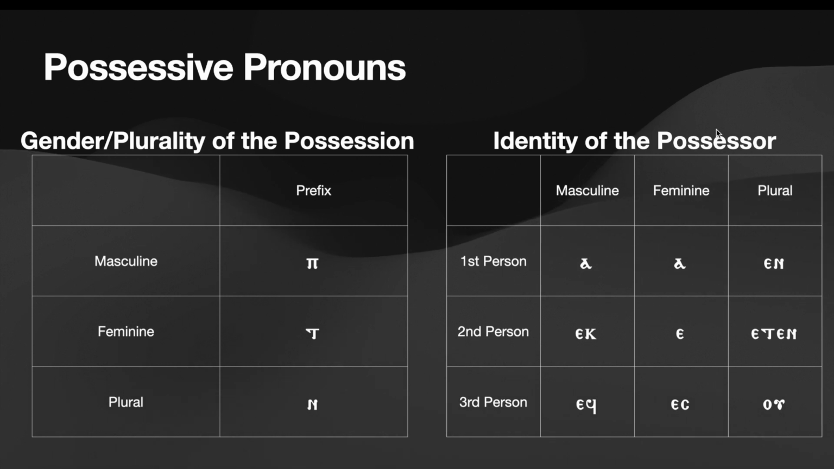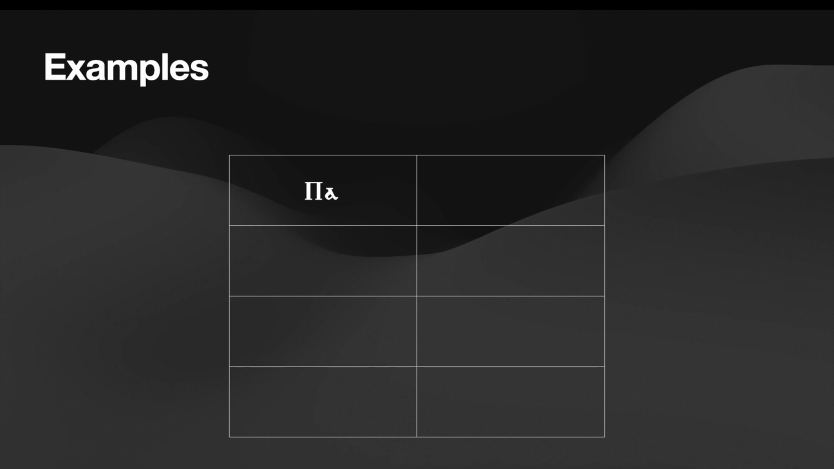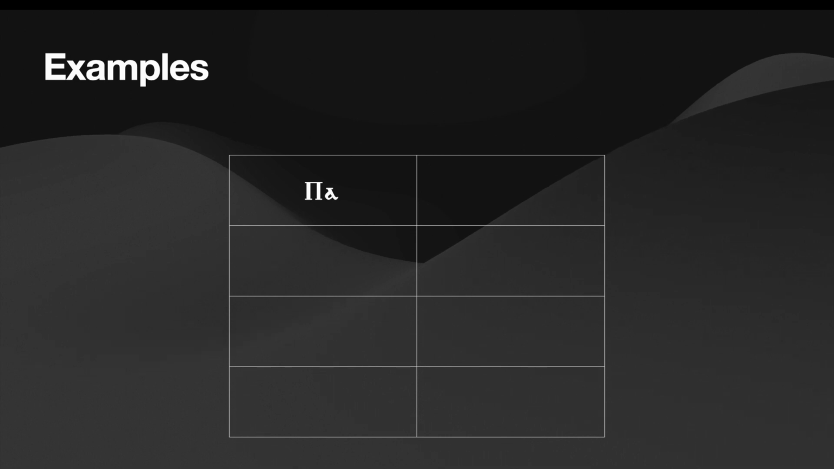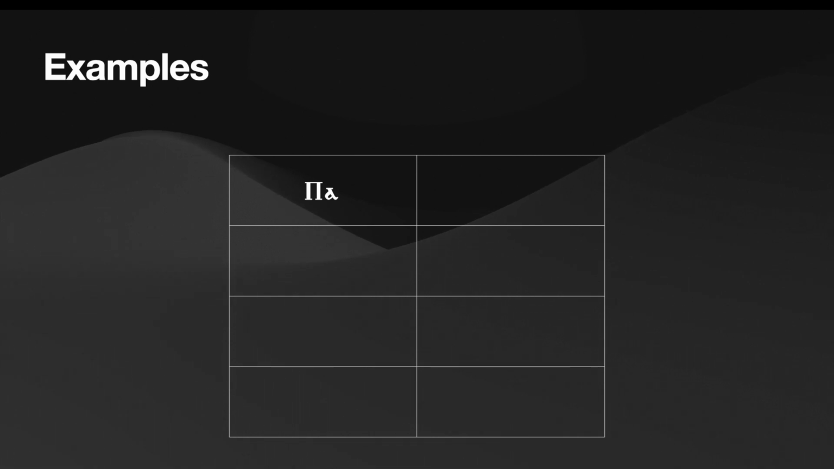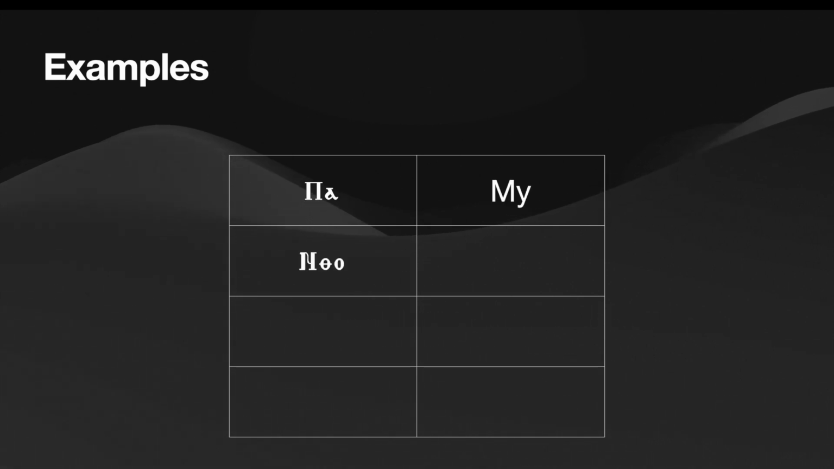So for some examples, we're going to keep in mind the table that I had on the previous slide. Ba, you have a masculine possession, and it's first person. First person, masculine or feminine, we don't know because alpha is used for both masculine and feminine for first person. So it's my, talking about a masculine thing.